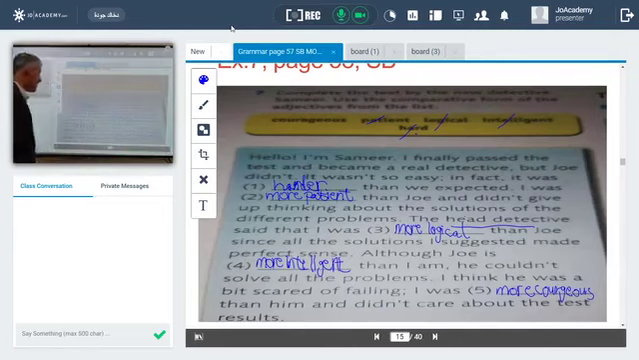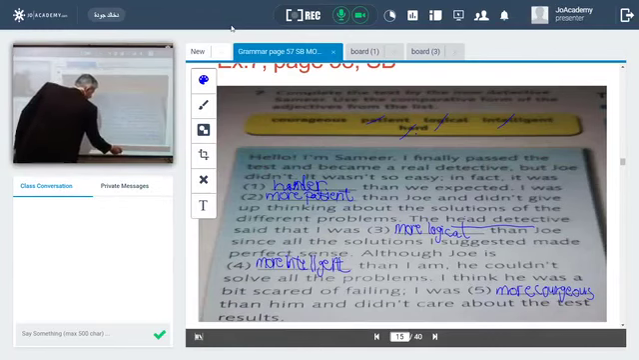More courageous than him and didn't care about the test result. So Samir says, I didn't care about the result. I was more courageous than Joe. That's why I managed to pass this exam.